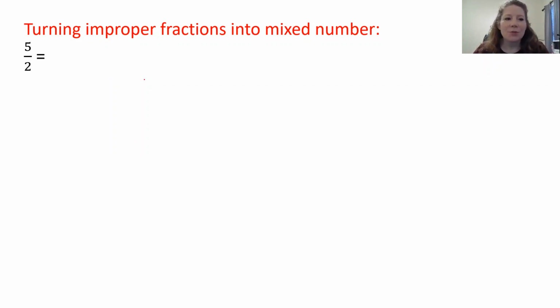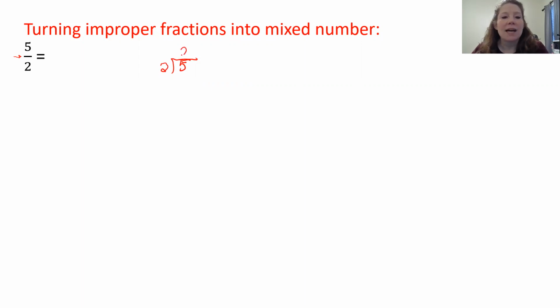So the first thing we're going to review is turning improper fractions into mixed numbers. That line, when you look at this and say this is a fraction, is actually a division. A fraction is basically a division problem. So if you're trying to convert it to a mixed number, you're going to take that top number, the numerator, and divide it by its denominator.